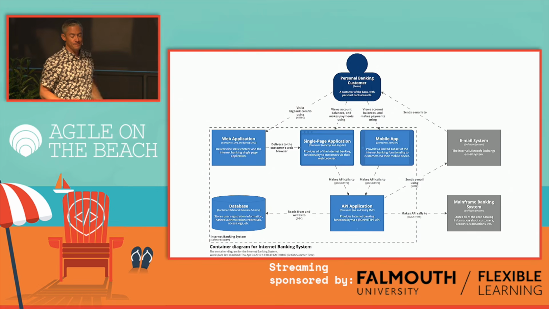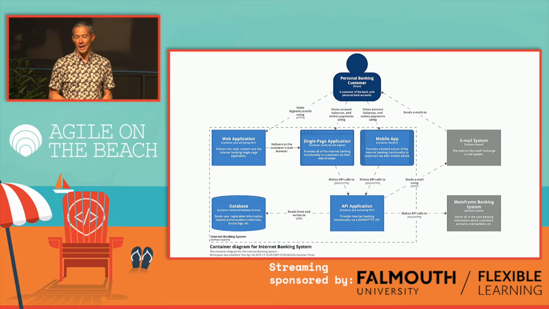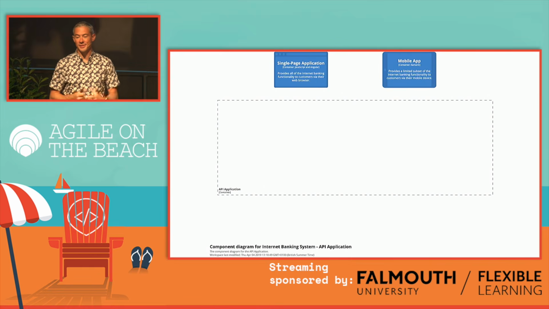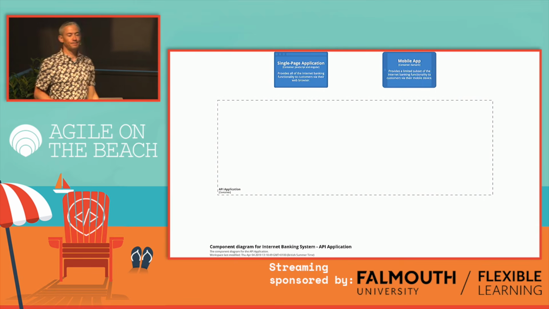So that's level 2. Let's imagine that we are now in a team and we are working on the API application, and we want to see how that code base is structured. So now we're going to pinch to zoom in, and we're going to drop down to level 3. I'm now going to draw you a components diagram for that API application. We're going to do the same thing. This currently empty box here represents the API application box from the previous diagram. It's used by the single-page app and the mobile app, and we're going to add some other stuff to this picture.